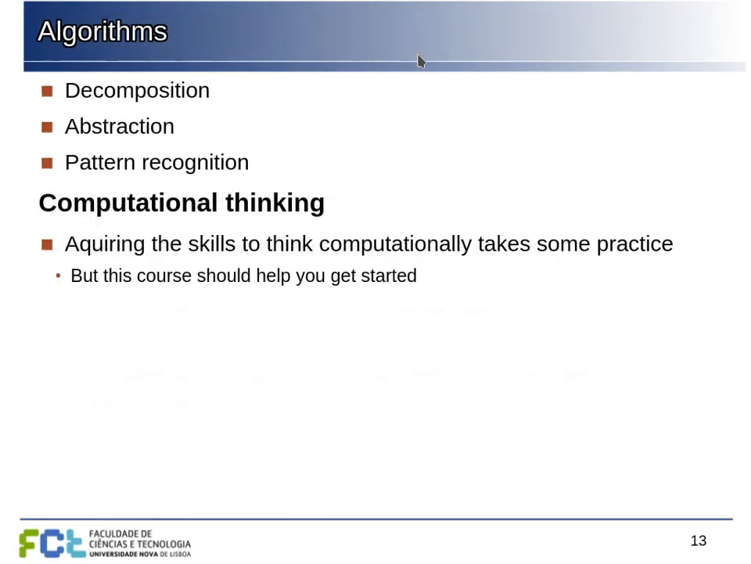So these kinds of skills are not trivial to acquire. It can take some practice, but one of the goals in this course is to help you get started acquiring these skills so that not only you can understand some basic algorithms used in bioinformatics, but also you learn to think algorithmically, think computationally in order to help you in the future solve problems when you need to think about the algorithms to solve them.